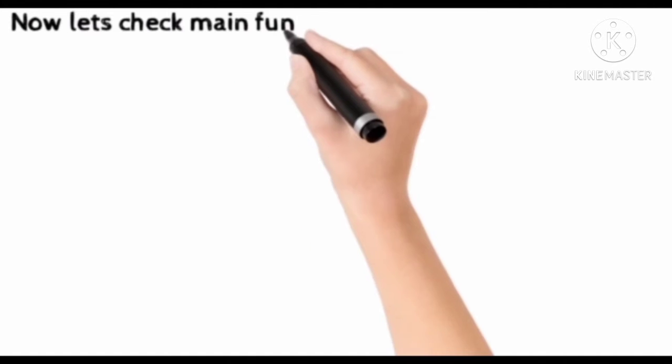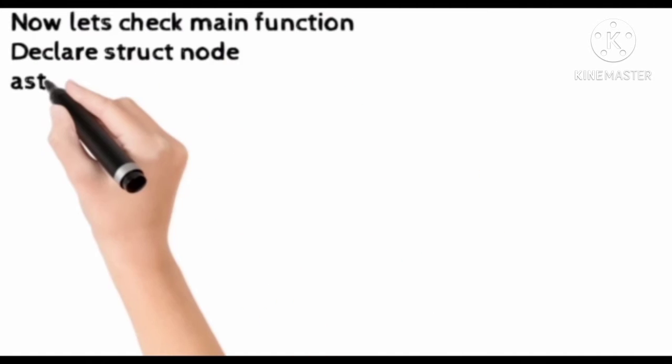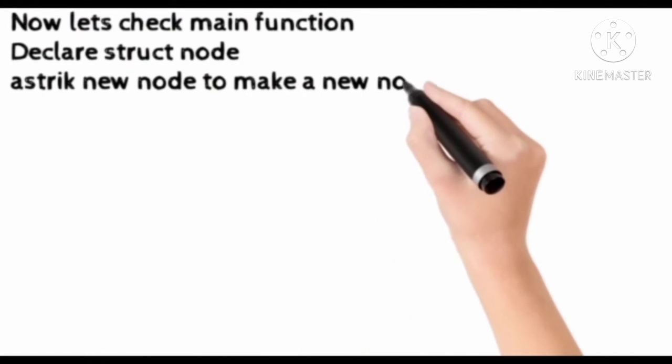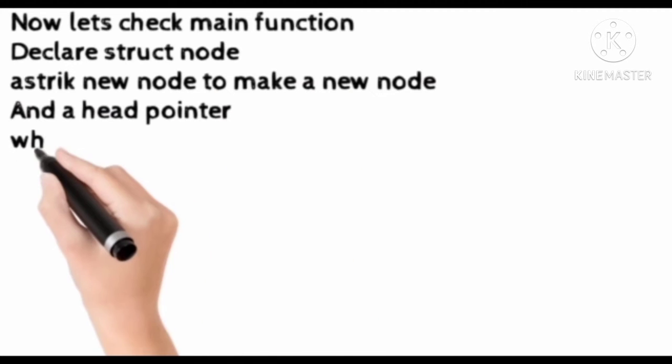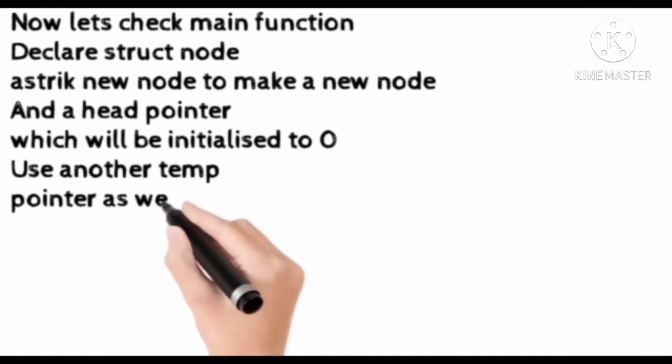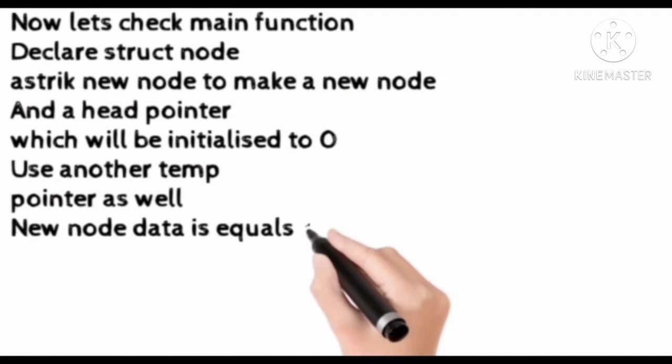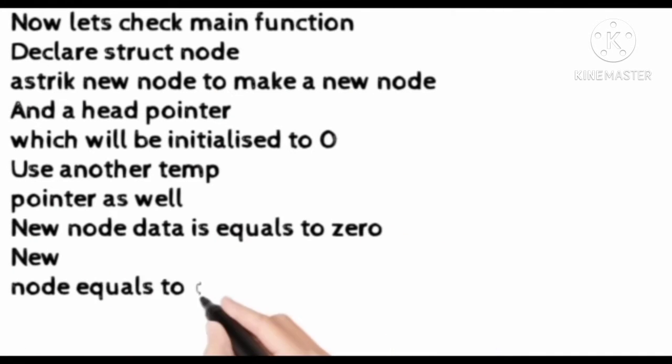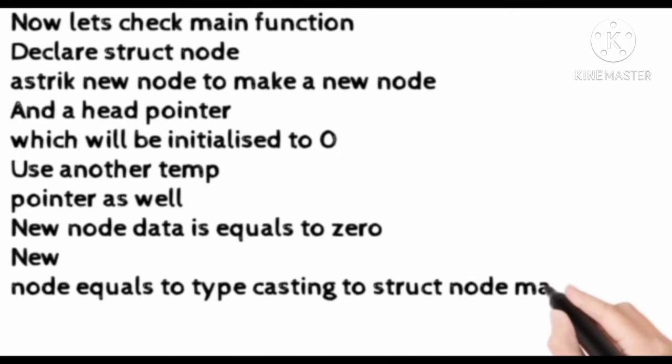Now let's check the main function. Declare struct node *newnode to make a new node, and a head pointer which will be initialized to 0. Use another temp pointer as well. newnode->data is equal to 0. newnode equals typecasting to struct node, malloc of size of struct node.